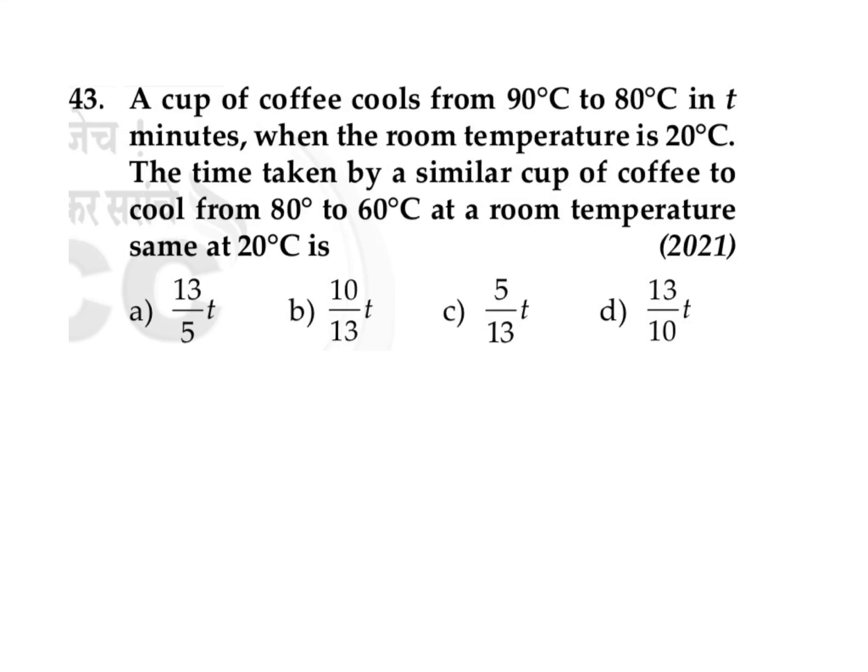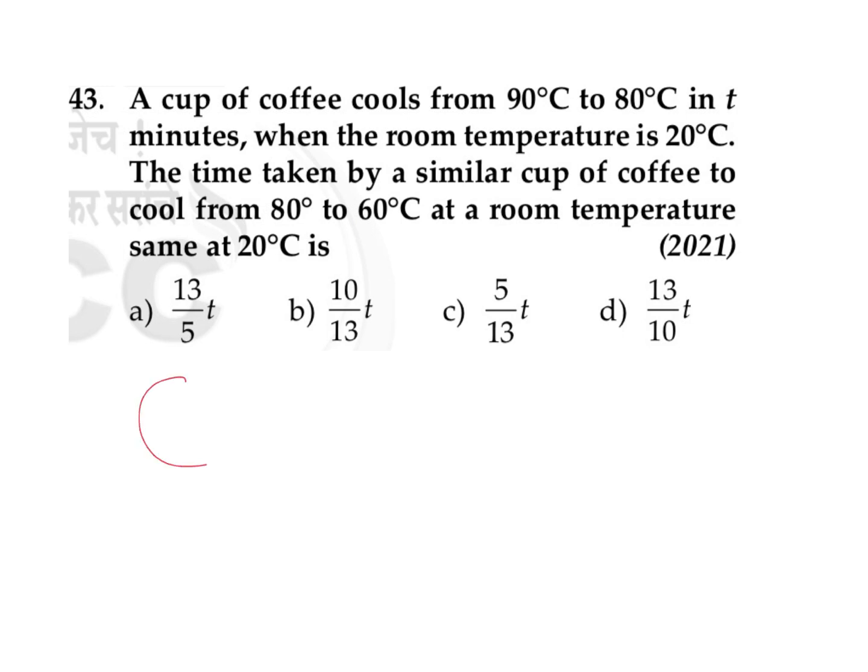It is given that a cup of coffee cools from 90 degrees Celsius to 80 degrees Celsius in T minutes. When the room temperature is 20 degrees Celsius, what is the time taken by a similar cup of coffee to cool from 80 degrees Celsius to 60 degrees Celsius at the same room temperature of 20 degrees Celsius?